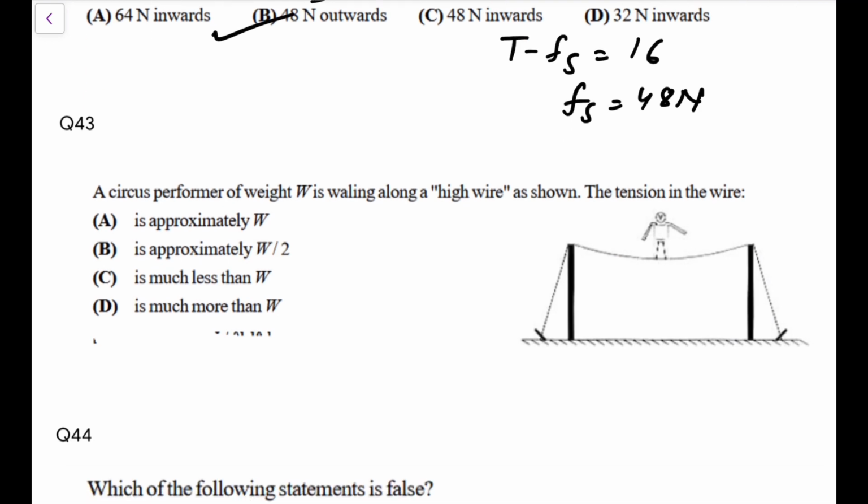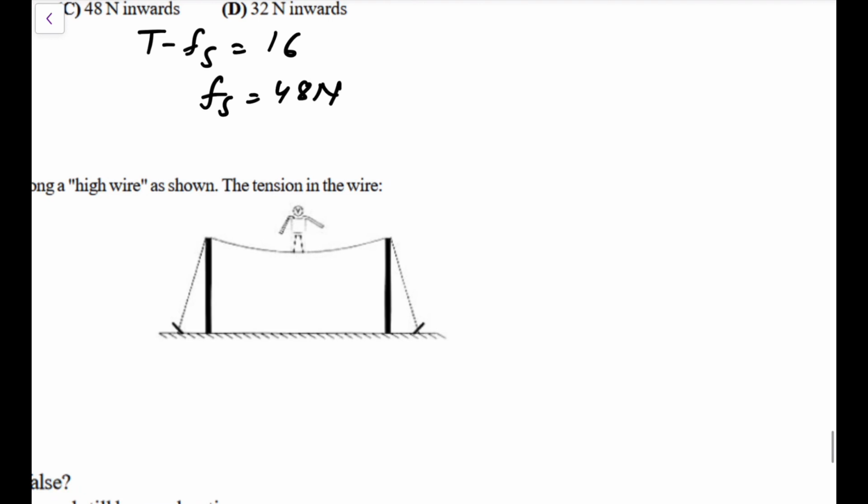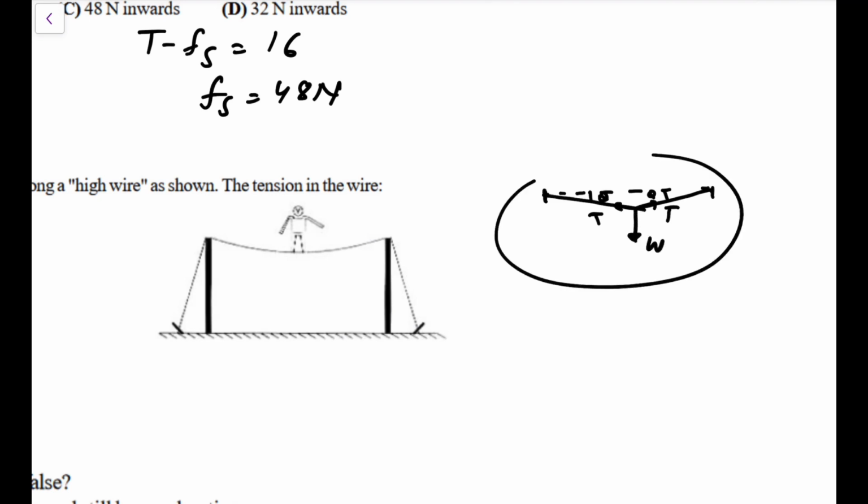Next, this is a very standard case whenever you put a hanger on a rope containing your shirt, or this is a circus performer like this, what would happen to the tension? In this case, assume it dips by a very small angle like this. Taking this symmetry, let's say this angle is theta, this angle is theta. T acts here and this W acts here. So for the balance, 2T sin theta is equal to W, or T is equal to W upon 2 sin theta.